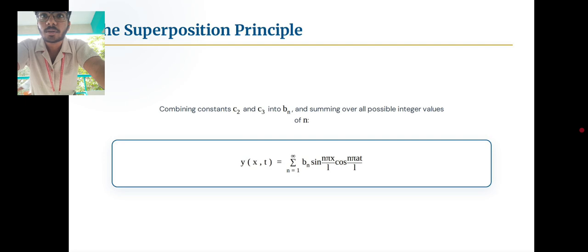We combine the surviving constants c2 and c3 into a single constant bn. Because the wave equation is linear, we sum over all n. This yields y(x,t) equals the sum of bn sin(n pi x by L) cos(n pi a t by L).